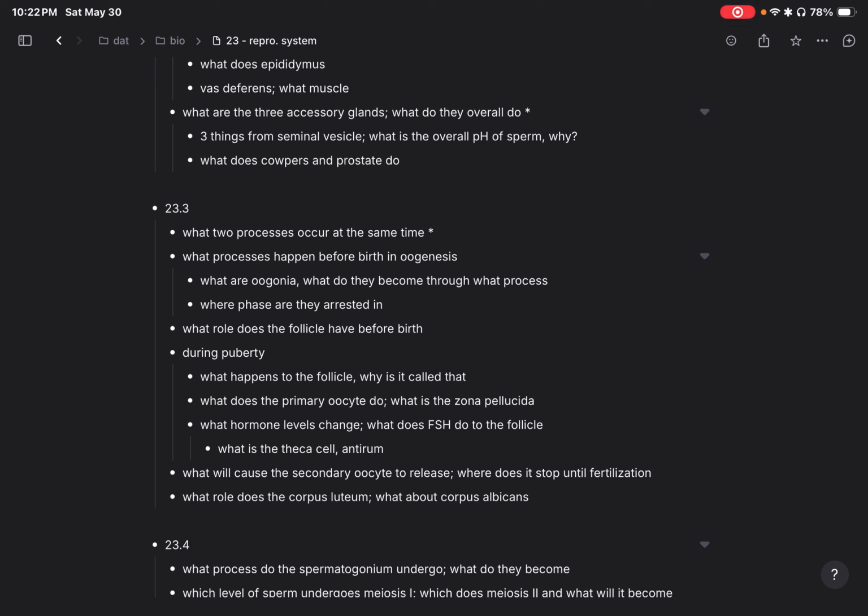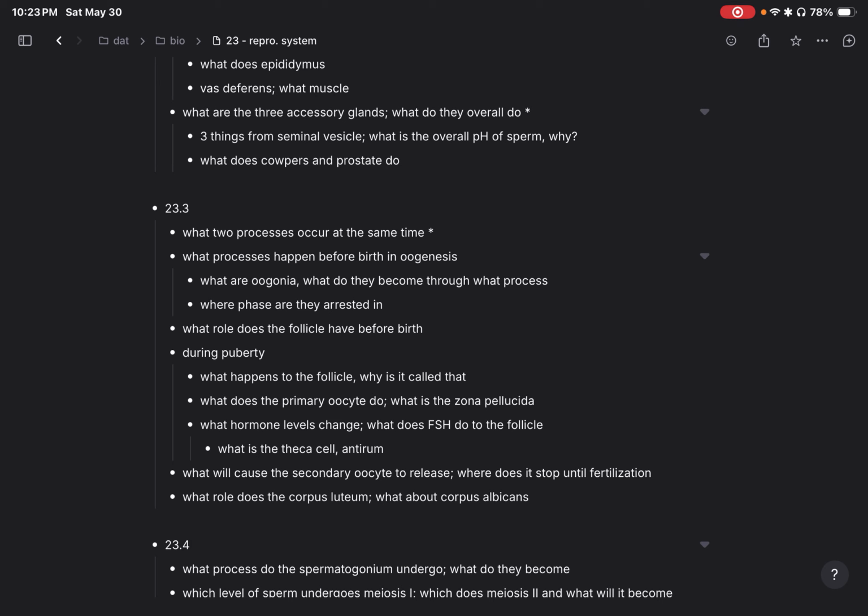Then with oogenesis, nothing really happens. It says here that it continues through meiosis, but it'll stop at metaphase 2. Or no, it completes meiosis 1 to become a secondary oocyte plus a polar body. Okay, so after meiosis 1, you're going to have an oocyte, because you're not doing the full thing. Oh, and then it stops at metaphase 2. Yeah, that's what I just said, bro.